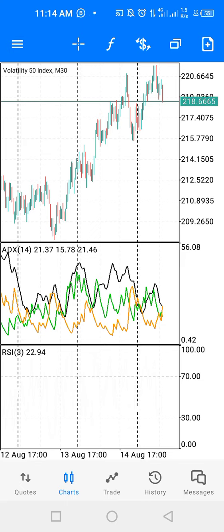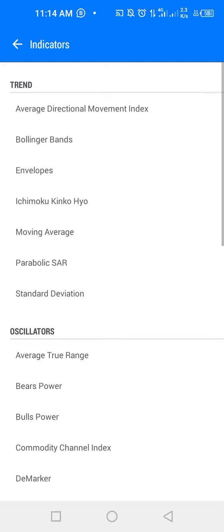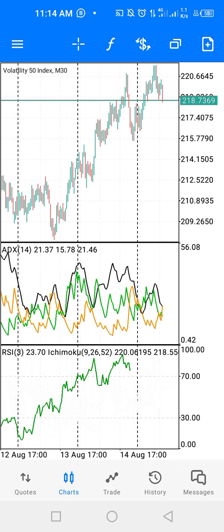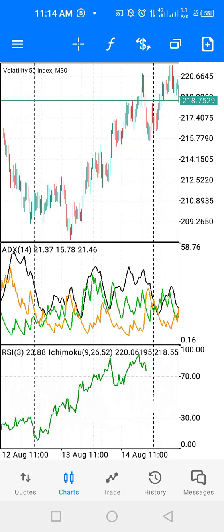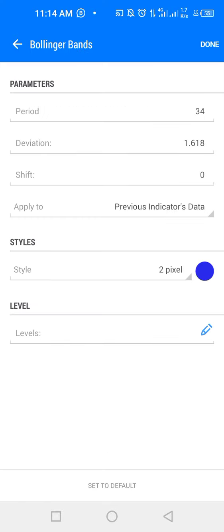So this is it. Can you see? Then I will add an Ichimoku indicator, which is 9, 26, 53. So this is the setting we are going to use. Click done. This is it. Then our last one, which is the Bollinger Band. So that's how the setting is going to be.